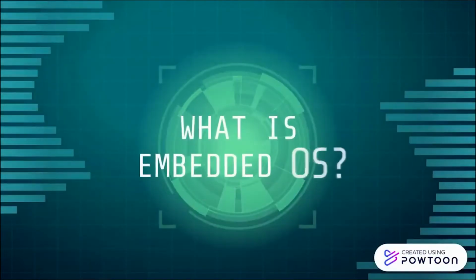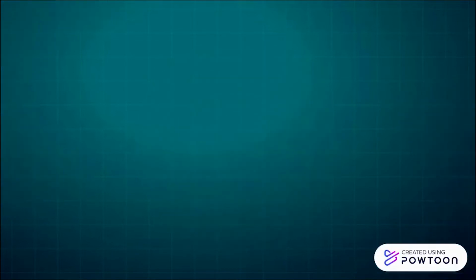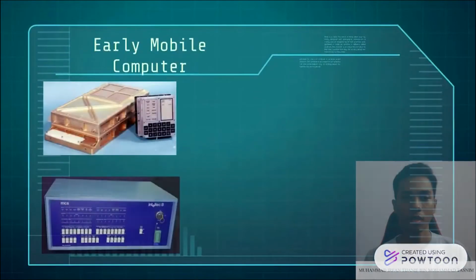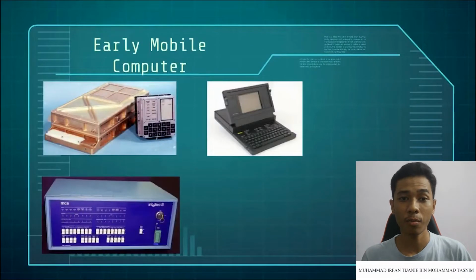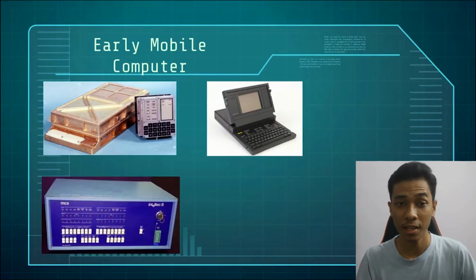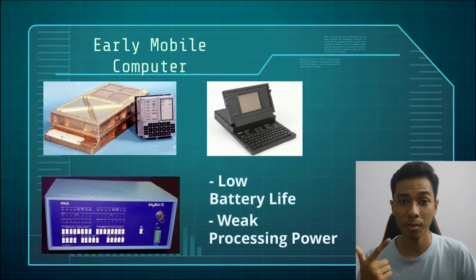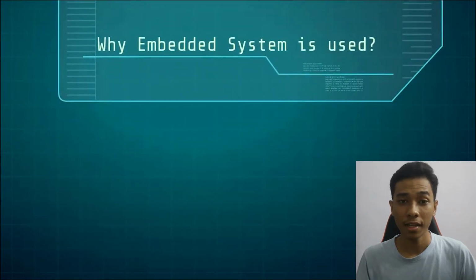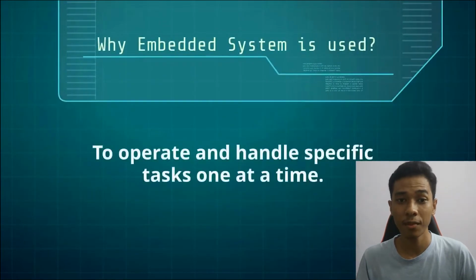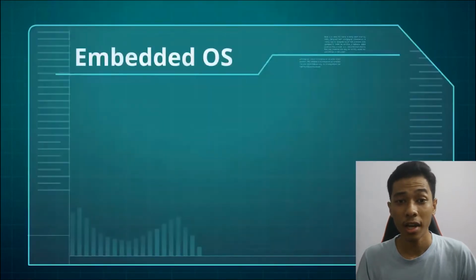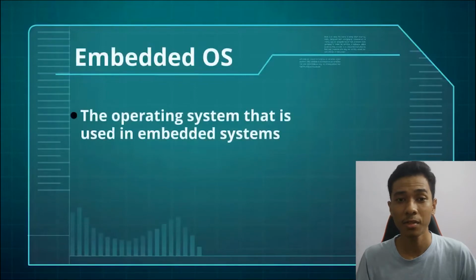So, what is embedded OS? During the early stage of mobile computing in 1970, the mobile computer was very limited in resources, namely battery life and processing power. Because of that, the embedded system was invented to operate and handle specific tasks one at a time. Embedded OS is the operating system that is used in embedded systems.